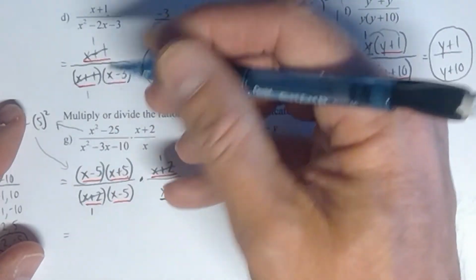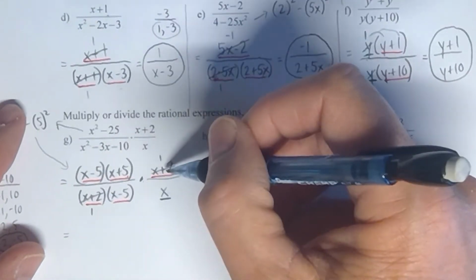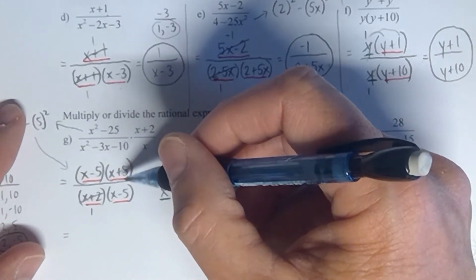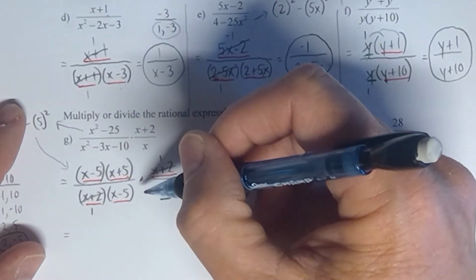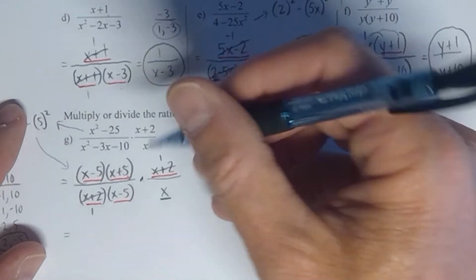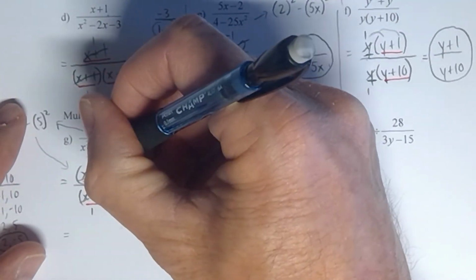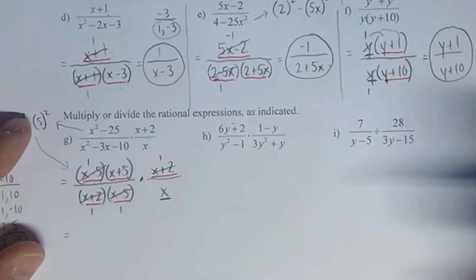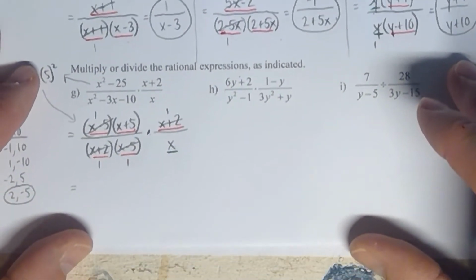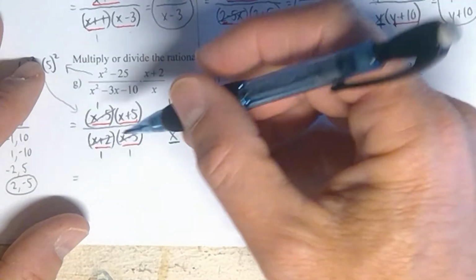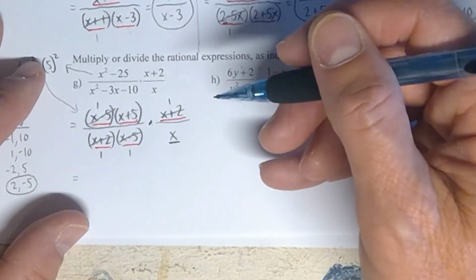Oh, I'm sorry. There is one more thing we can cancel. Even though you can cross cancel, you're still allowed to cancel within the same fraction too. That's still allowed when you multiply fractions. And so these two are exactly the same, and so I can cancel those as well. Now I'm going to just clean up my mess right here. You don't have to do this. You can do this in your head if you want.